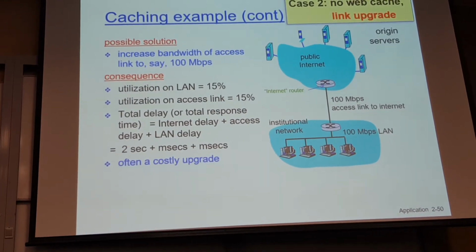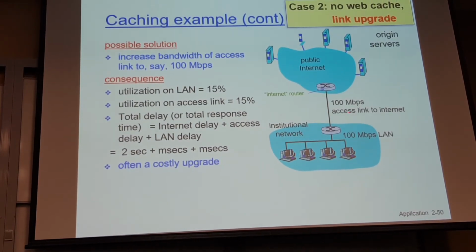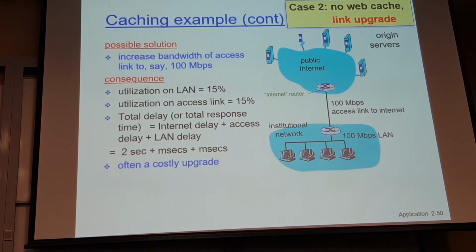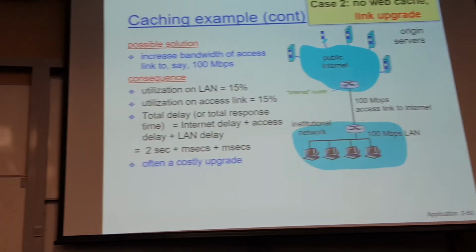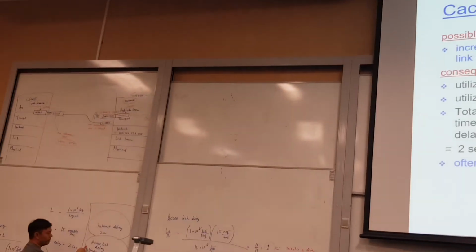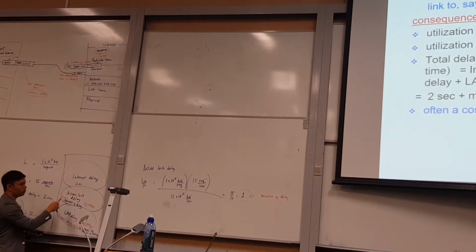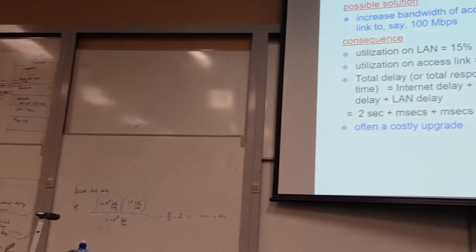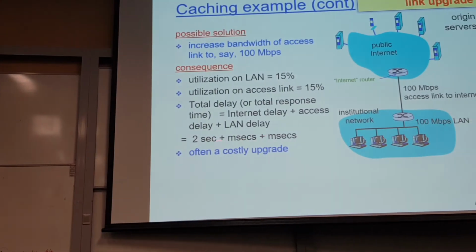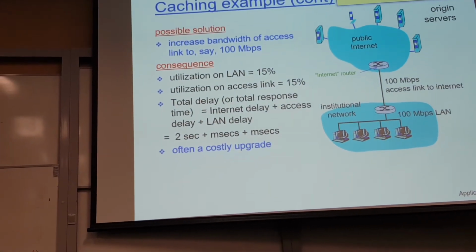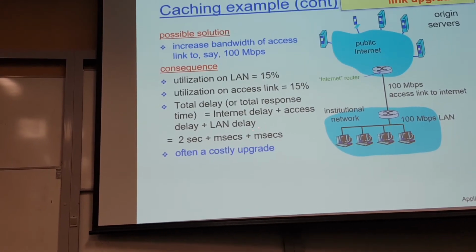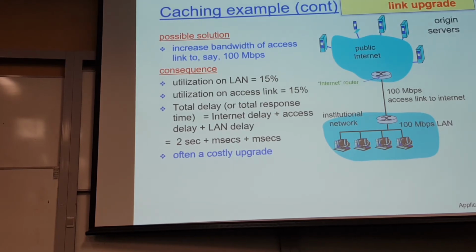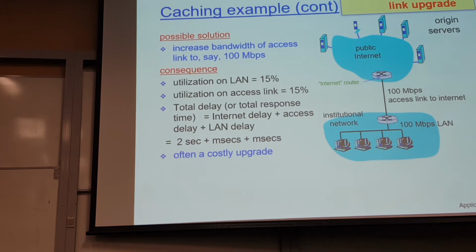Okay? So this is changed to 100 megabits per second. This is no longer minutes of delay, this is going to be milliseconds of delay. The total delay will still be about 2 seconds plus a few milliseconds. This is after doing a very costly upgrade. Upgrade the link, the bottleneck link.